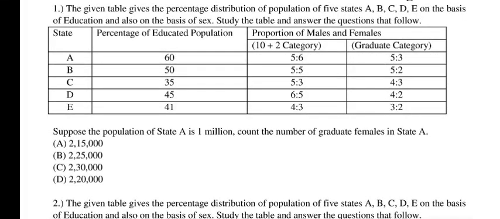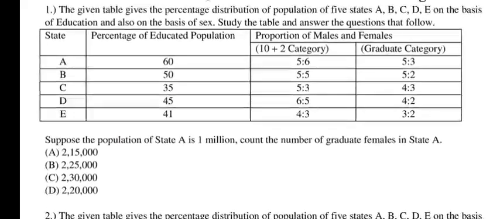The first question that we have got is that given table gives the percentage distribution of population of 5 states A, B, C, D, E on the basis of education and also on the basis of sex. Study the table and answer the questions that follow. So this is the table that we have got. In the first box called state, we have got A, B, C, D, E, and then in the second box we have got percentage of educated population 60, 50, 35, 45, 41. Then proportion of males and females 10 plus 2 category, then graduate category.